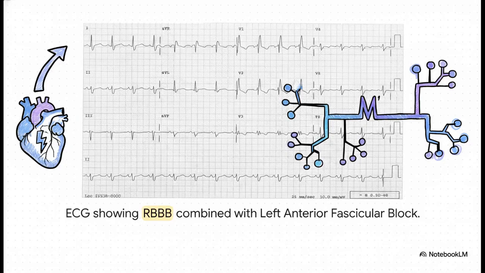Let's just look at a classic combination here. First, go to V1. What do you see? You can spot those rabbit ears of a right bundle branch block. But don't stop there. Now, look at the limb leads. Do you see how the axis is pointing way up and to the left? That's a left axis deviation. So these aren't 2 separate problems. You have to put them together. And when you do, you have a single diagnosis, a bifascicular block. Specifically, it's RBBB combined with a left anterior fascicular block.